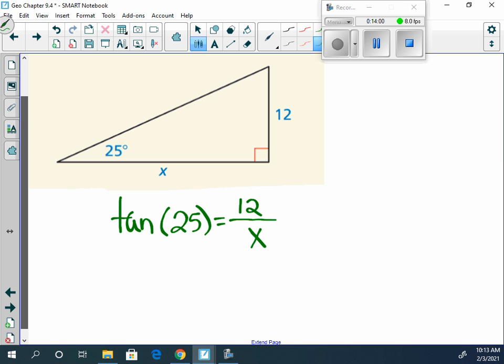So we're picking tangent because what? We're solving for one of the missing side lengths that's not the hypotenuse. And well, we're not given the hypotenuse. So I'm going to stick with tangent.